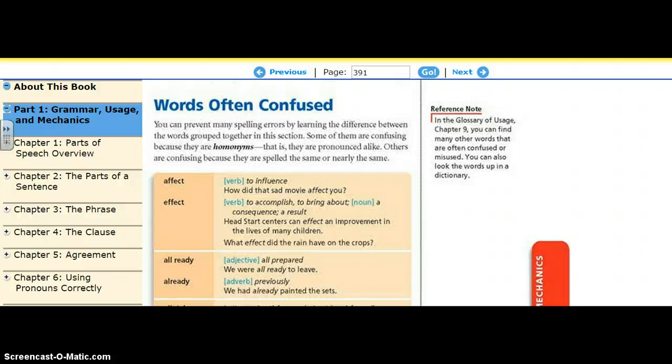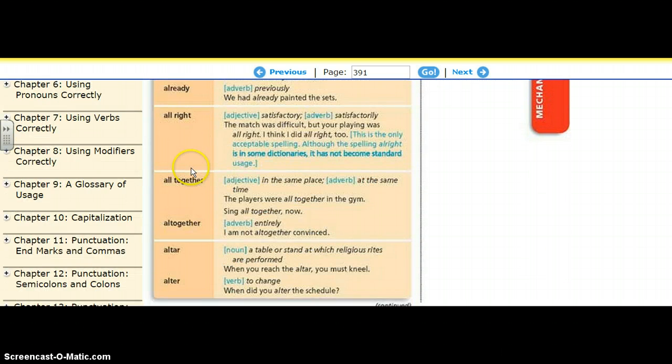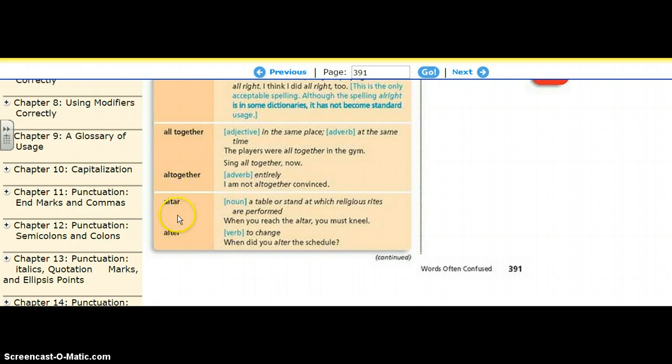Our next grammar assignment will be the review and activities on pages 391 through 399. On page 391, we start with words that are often confused. These are known as homonyms. And as you can see, we have the difference between affect and effect, which some of you have problems with. We have the different versions of alter.